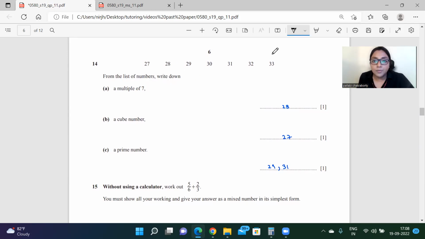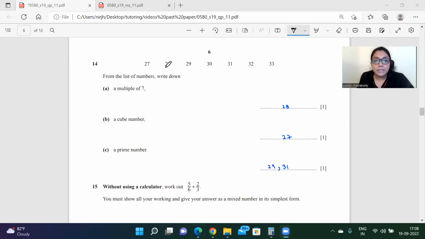So what do we do? How do we know which is the multiple of 7? So the multiple of 7 over here, the only method to solve this is just to check the numbers. So what do we see? We see only 28 is the only number which is the multiple of 7, because 7 times 4 gives a 28. So that's the answer, a cube number.